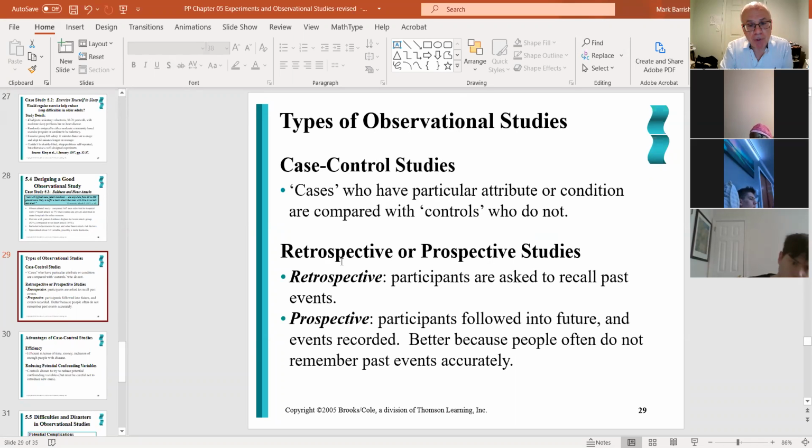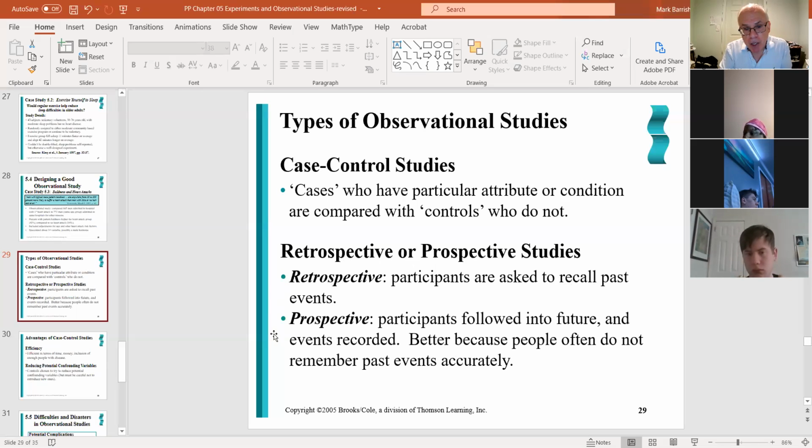The other thing is some studies are looked at in terms of when the data was collected. A retrospective study is you're asking participants to recall something that happened in the past. But because of memory issues, people tend to doubt whether the data is valid or not. So retrospective means looking at the past. Prospective means looking in the future. They're followed in the future, and then things are recorded. This is better because people don't have to recall what happened in the past. So the disadvantage of retrospective studies is that they're being asked to recall past events.